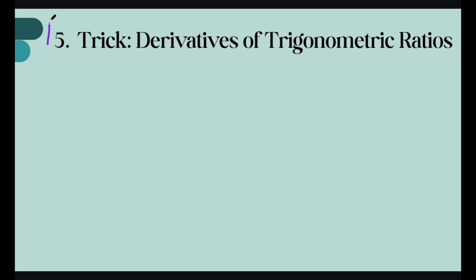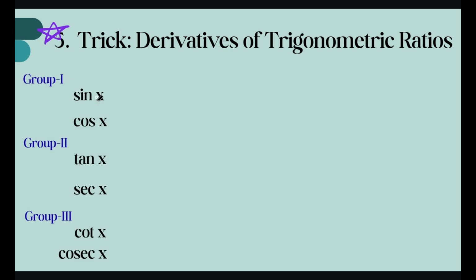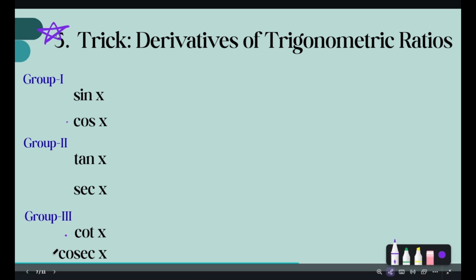Now the fifth one is a very important trick called derivatives of trigonometric ratios. In this, we are going to have three groups: group 1, group 2, and group 3. In group 1, sin x and cos x; in group 2, tan x and secant x; and in group 3, cot x and cosecant x. Now remember very carefully, the trigonometric ratios that start with the letter C always have a negative sign.